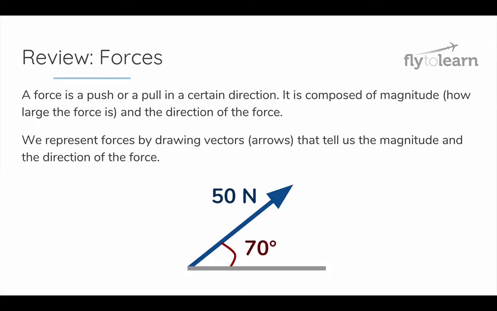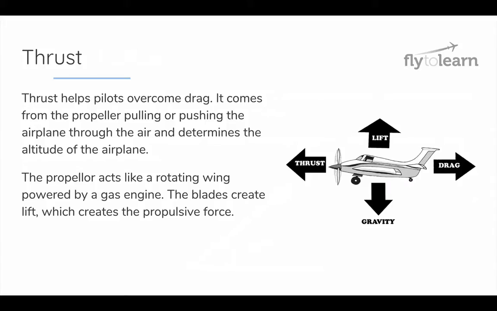As a review, a force is a push or a pull in a certain direction. It's composed of its magnitude, or how large it is, and the direction that the force is applied. Thrust comes from the propeller, pulling or pushing the airplane through the air, and determines the altitude of the airplane. The propeller acts like a rotating wing, powered by a gas engine. The blades create lift, which creates propulsive force.